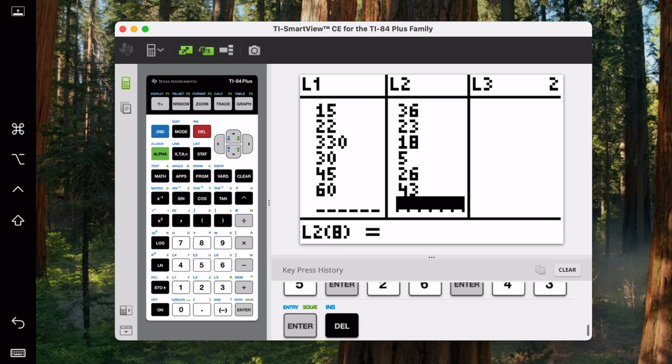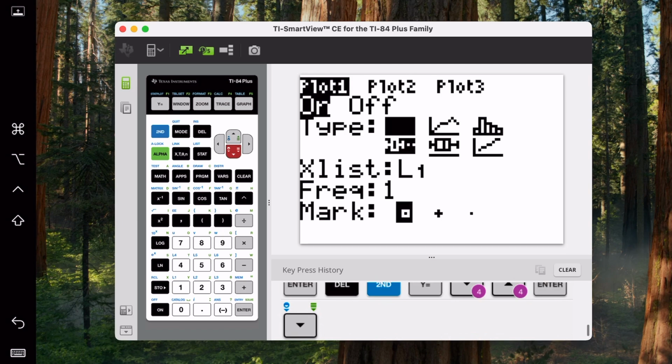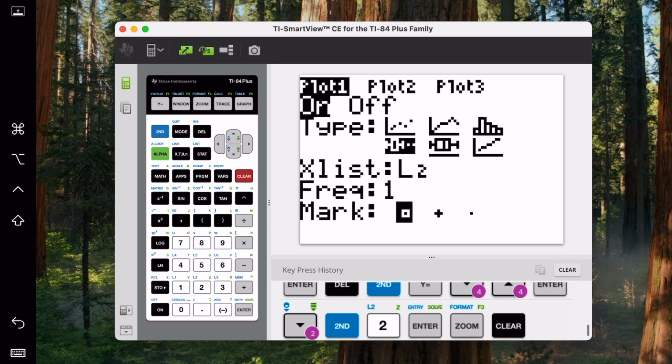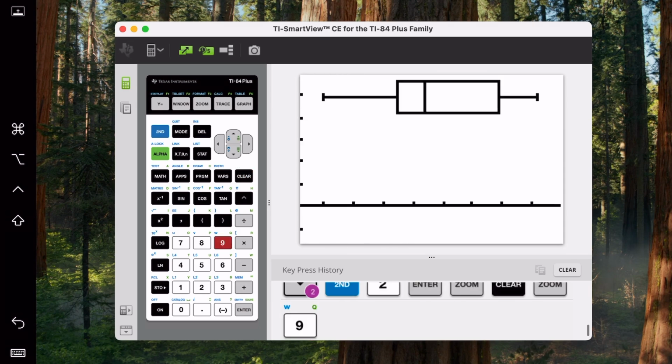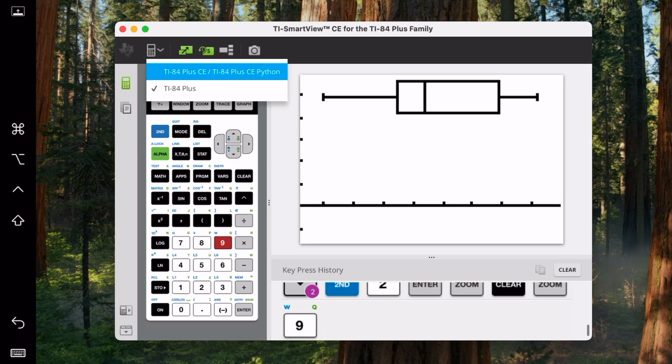Now we're going to go to second y equals. Stat plot is on, but this time we want it to plot list 2. Once we tell it to plot list 2, we're going to hit zoom. So zoom option 9. And we can see that there are no outliers because there are no little points plotted outside of this box plot. And that's how you're going to tell the difference between when there are outliers and when there are not.